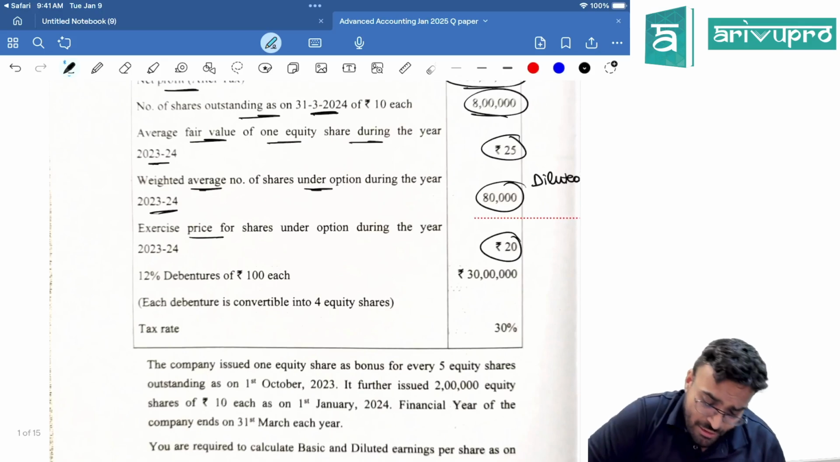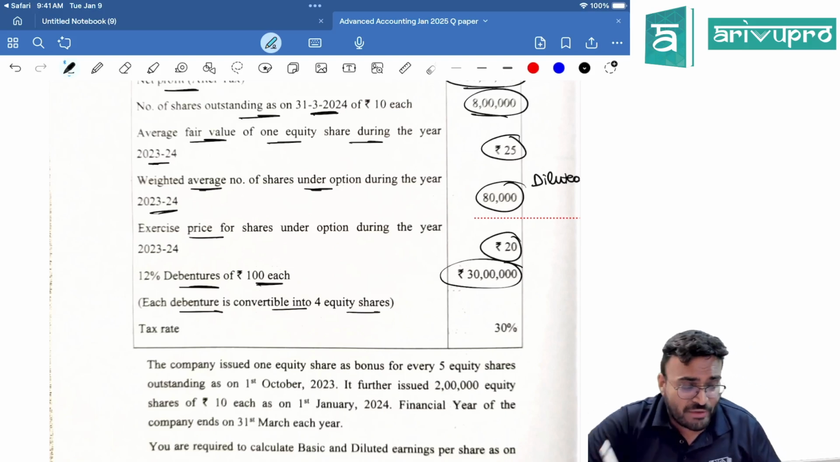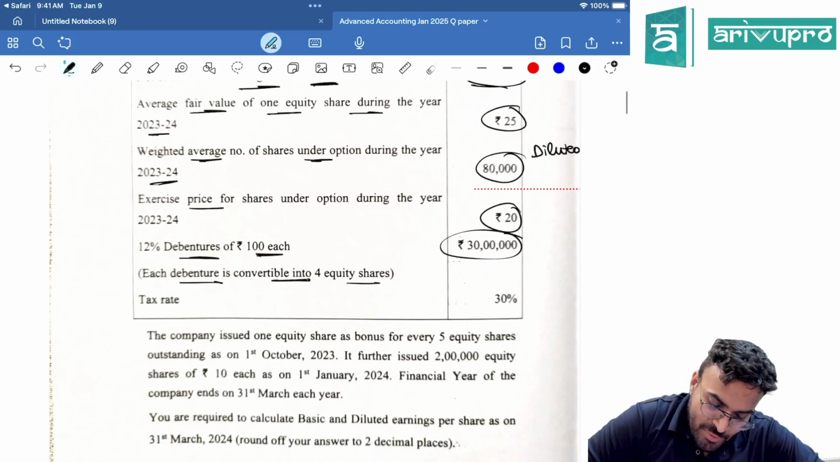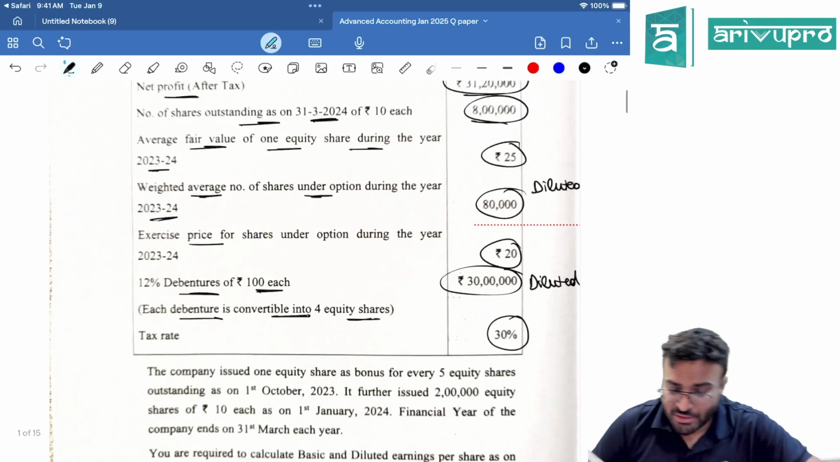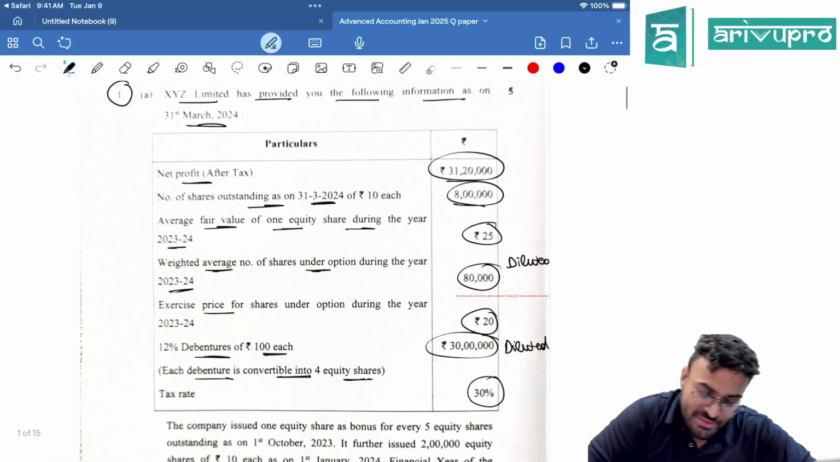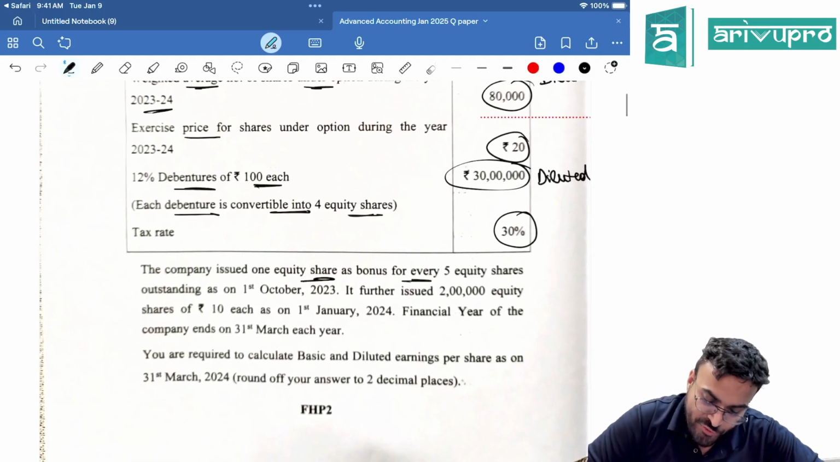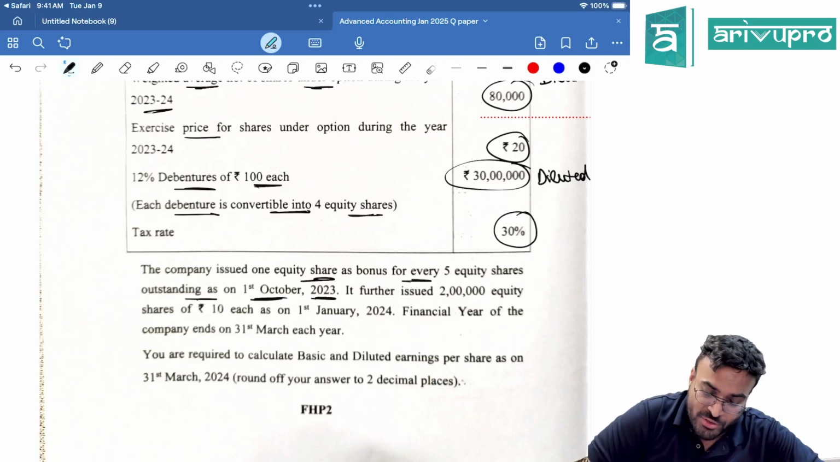12% debentures of 100 each. We have debentures. Each debenture is convertible into 4 equity shares. So this also will cause diluted EPS. Tax rate is 30%. Anyways, net profit is given after tax only. Company issued 1 equity share as bonus for 5 equity shares outstanding on 1st October 2023.